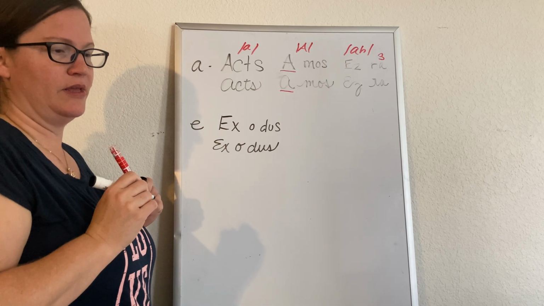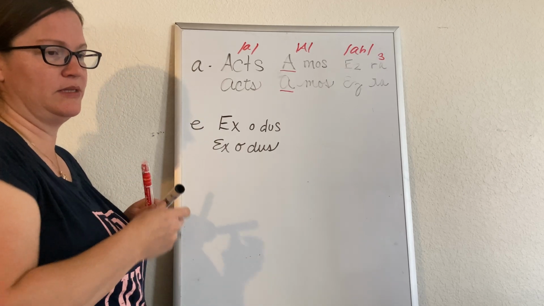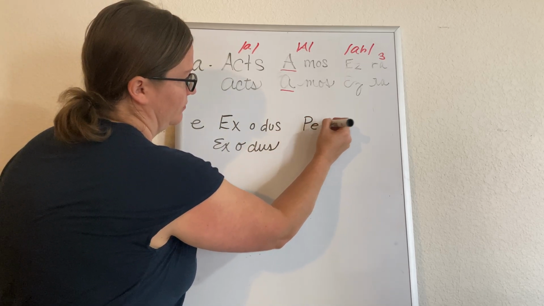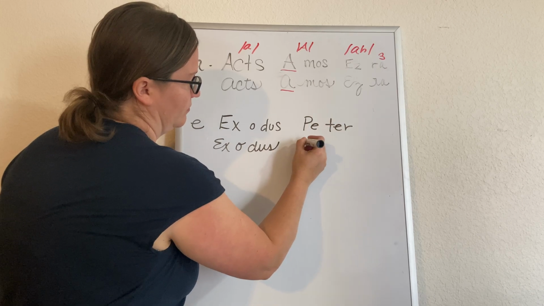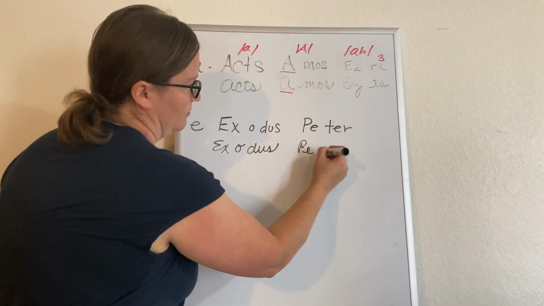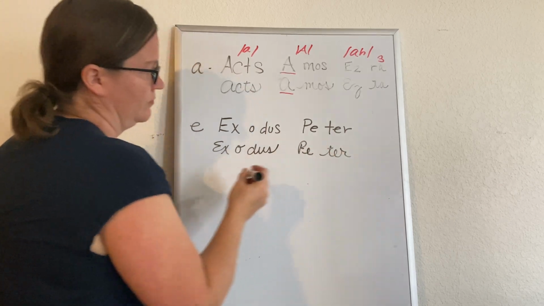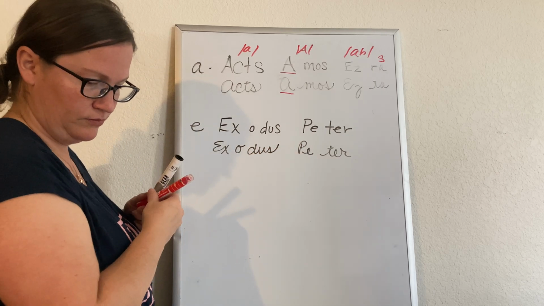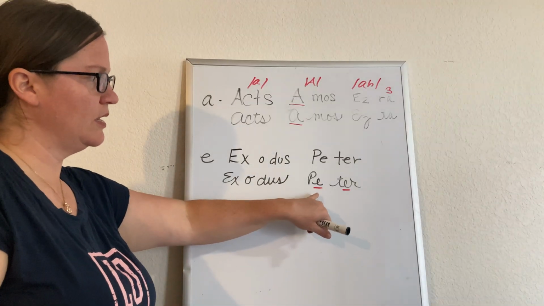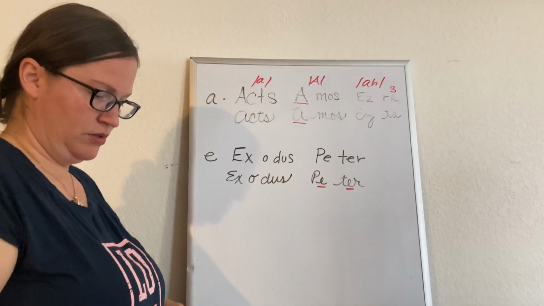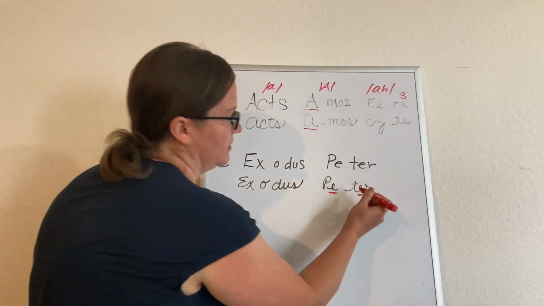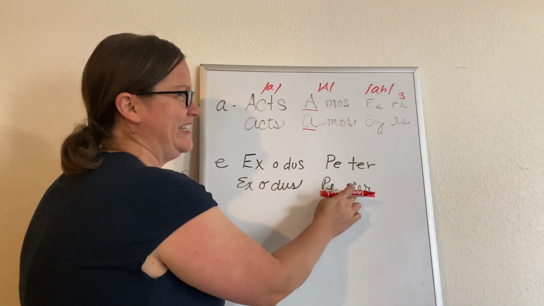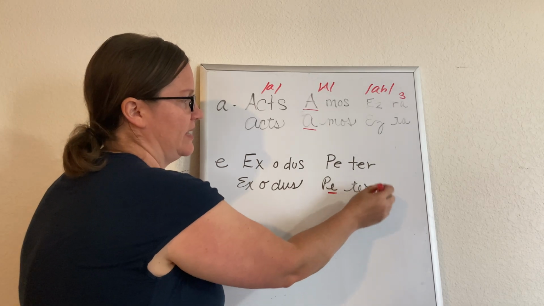Peter, one of the apostles, he also wrote some books. How many syllables? Peter. 2 syllables. How would we mark Peter? So E, Peter. Actually, ER is a 2-letter one. So it's not just, it's not P-tier. We're gonna talk about that today.